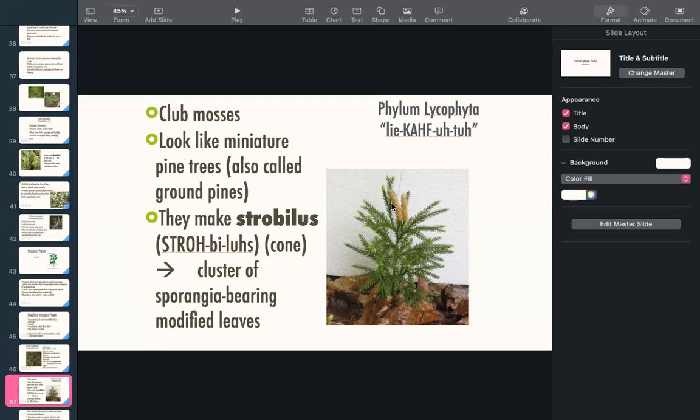Now, this big brown thing that you see on top here, that is the strobilus. That is a cluster of sporangia-bearing modified leaves. So what does sporangia-bearing modified leaf mean? It means that it is a leaf which has been modified to bear sporangia, which are spore-producing structures.